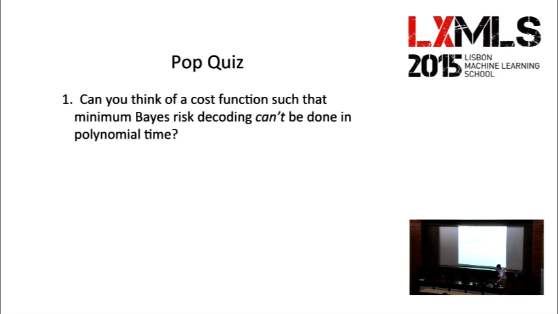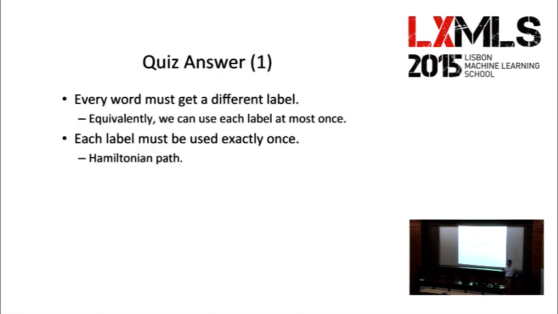So here's my example. Every word has to get a different label. Or you can use each label at most once. Or you say every label has to be used exactly once. Anything like this, it's kind of a global constraint. If the cost depends on some calculation like that, it won't factor nicely. And dynamic programming won't be your solution.